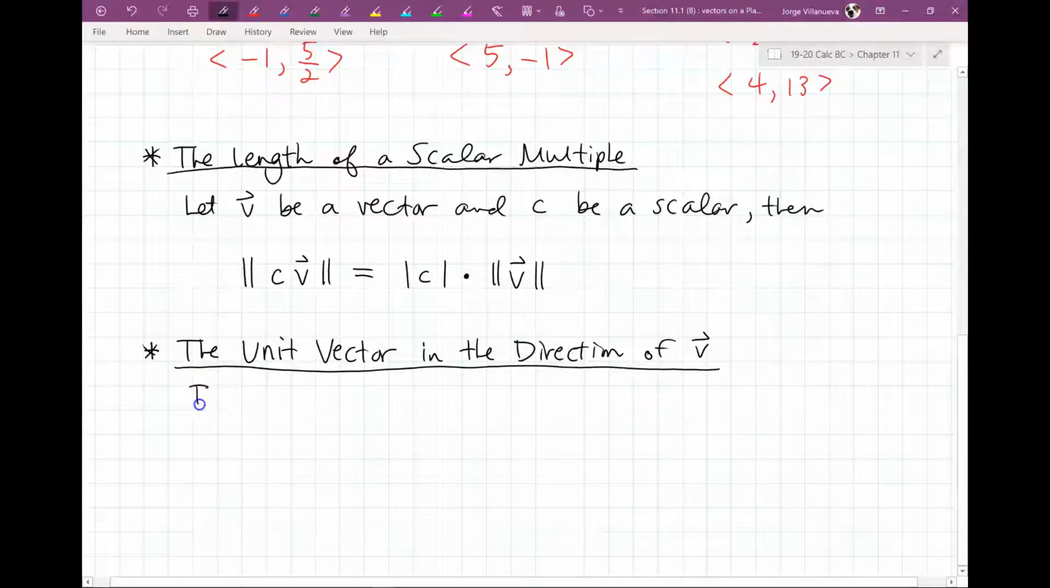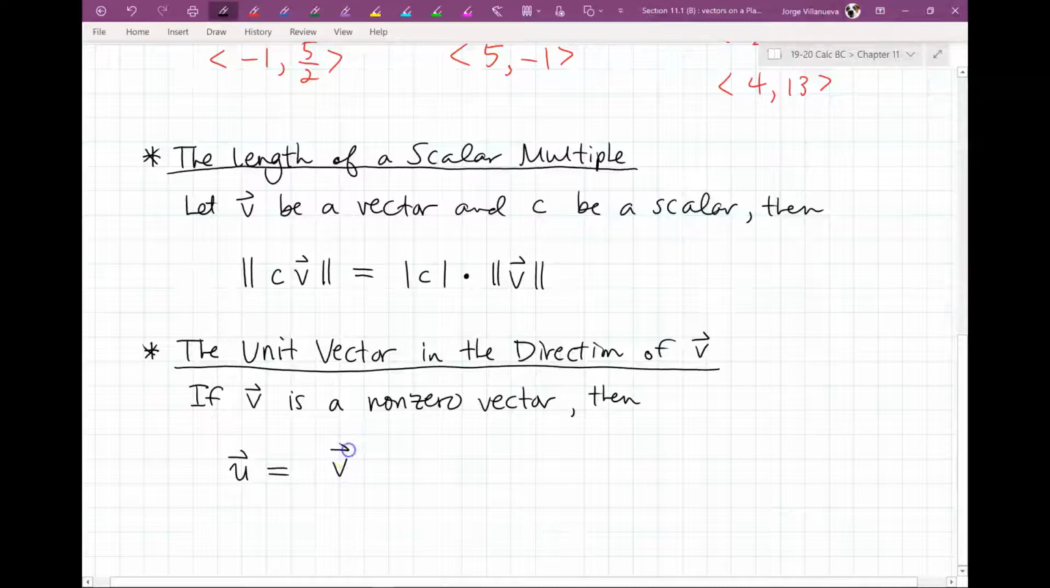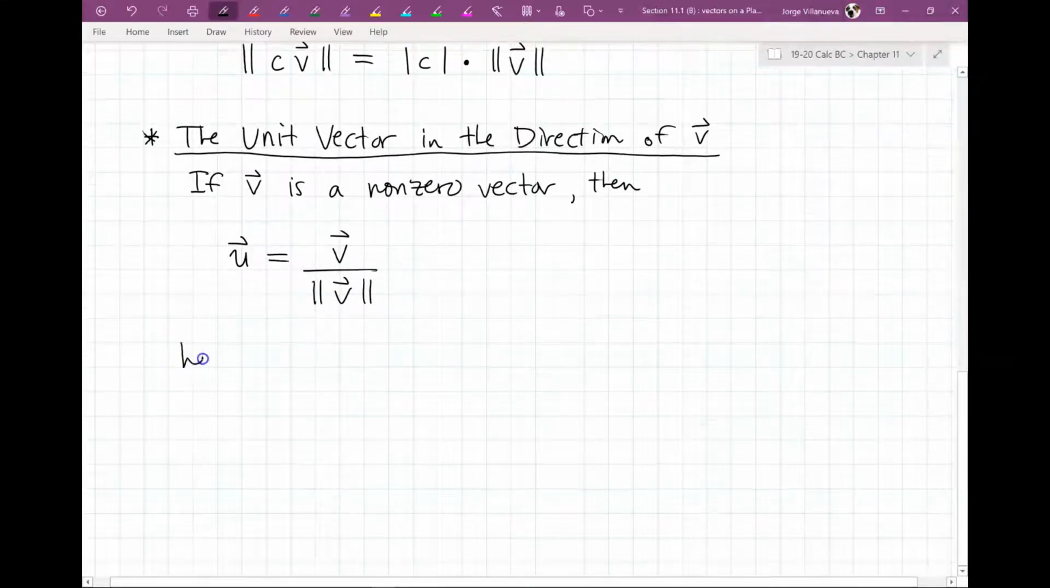So if vector v is a non-zero vector, because remember, if it's a zero vector, it has no direction, it's a point, okay? Then vector u, which will be equal to vector v divided by the magnitude of vector v, okay? So that has length of 1. So in other words, if you want to find the unit vector to any vector, you get the vector and divide it by its magnitude.